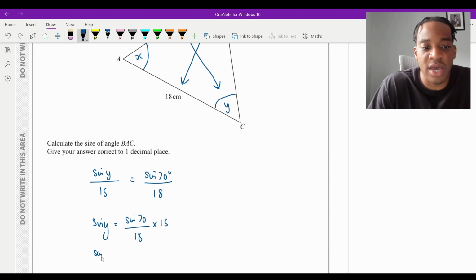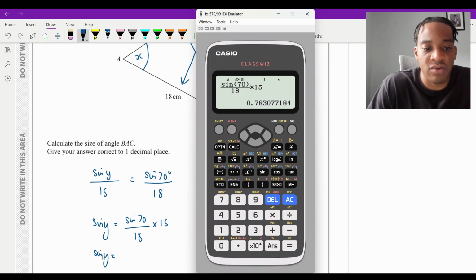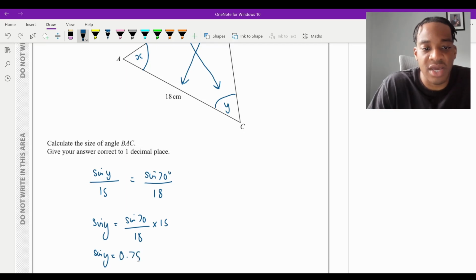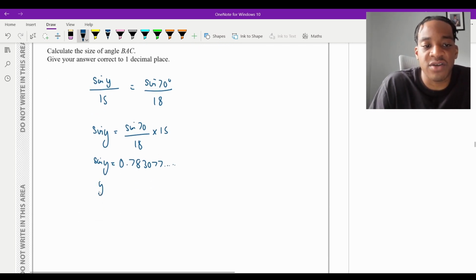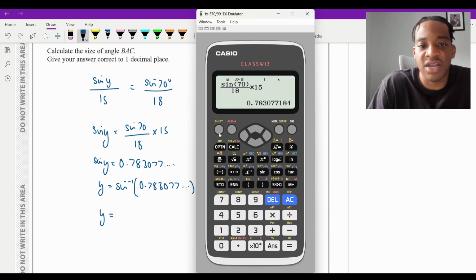0.783077. So I'll say sine y is equal to 0.783... and I'm going to write dot, dot, dot, so the examiner knows I'm not rounding. And now to get y, we're just going to do the sine inverse of that, isn't it? Sine inverse of that number there. And then I'll put this into my calculator. So I'm going to do sine inverse of that. So do sine inverse of answer.